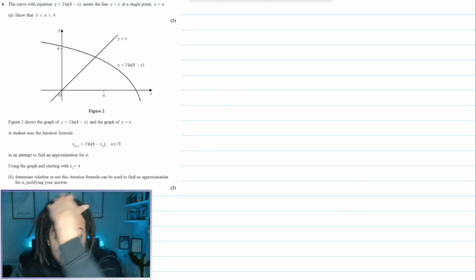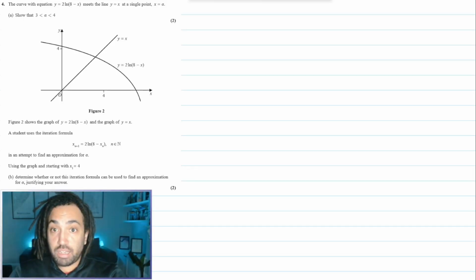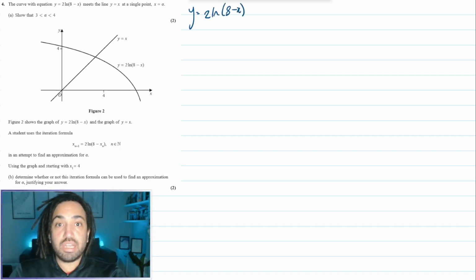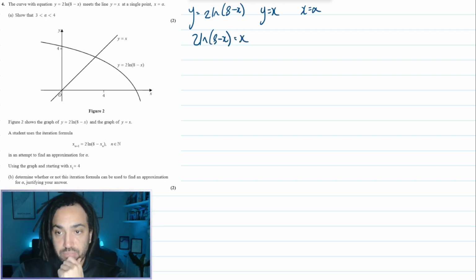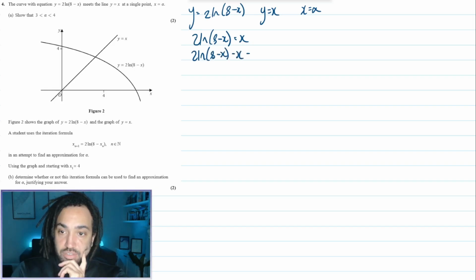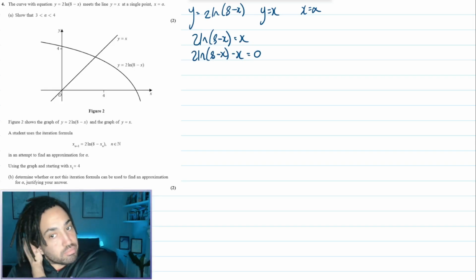Question number 4. We have y equals 2 ln(8 minus x), and that meets the line y equals x at a single point x equals alpha. Okay, so that alpha is between 3 and 4. Well, if the 2 lines meet, then we set them equal to each other. And then I'm going to move the x to the other side to make it equal to 0.